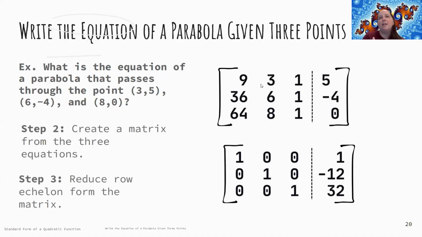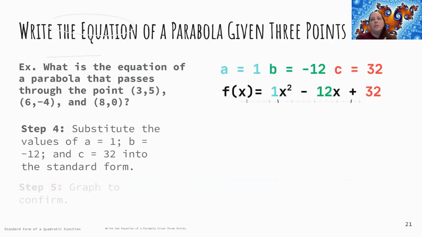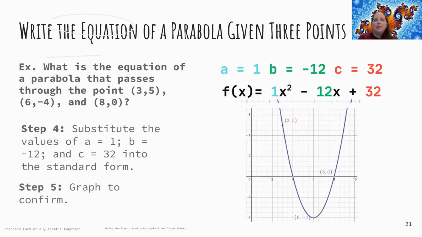So now I have this matrix. I can put it into a graphing calculator, or I can sit and solve this. I can sit and solve the matrix if I would like to, or you can use Desmos as a matrix solver. Okay, but I want to get it into reduced row echelon form. So in this case, my A is 1, B is negative 12, and C is 32. So then I'm going to substitute those values back in. In this case, I'm substituting A as 1, B as negative 12, and C as 32.